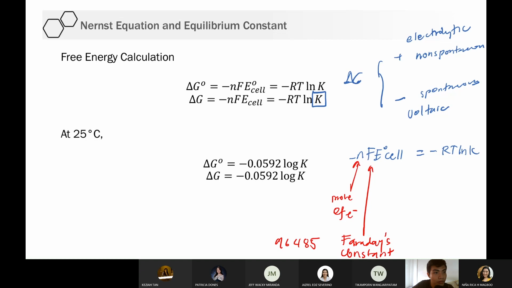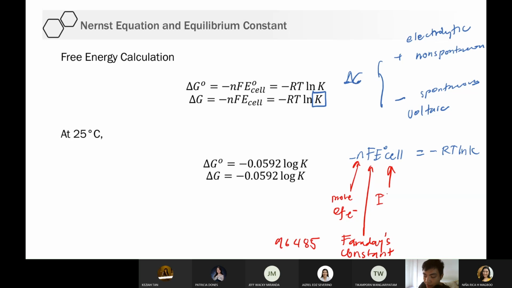So yeah, so close. Anyway, that's 96,485. That's a constant we use in electrostatics in physics. And the E naught cell, you know how to solve for this?